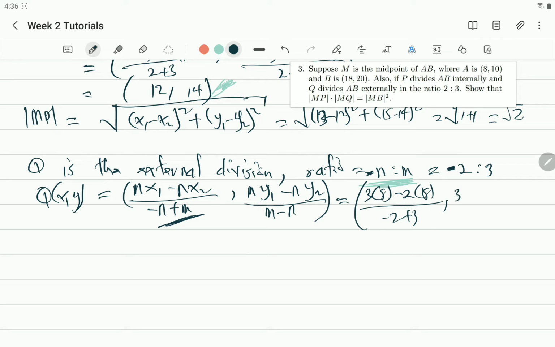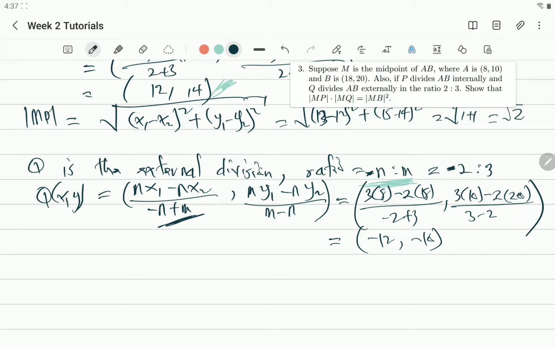I do the same for the y. So 3 times y1, which is 10, minus 2 times y2, which is 20, all over 3 minus 2. Remember how I arranged them. So minus 2 plus 3 and 3 minus, they are all the same. However you put it, addition is commutative, so it doesn't really matter. Then finally, we have our answers for the Q as minus 12 against minus 10, like this.